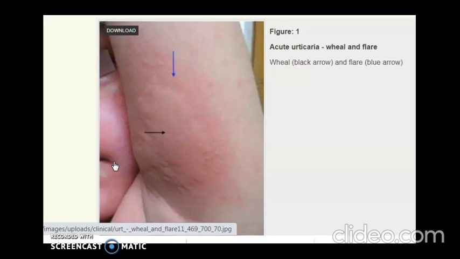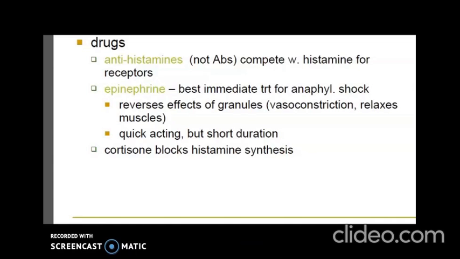Hence, a syringe loaded with adrenaline should always be kept ready whenever a skin test is performed to detect anaphylactic hypersensitivity. Drugs like antihistamines can be used for the treatment of hypersensitivity 1 disorders. It competes with histamine H1 receptors. And the other one is epinephrine. It is also utilized best for the immediate treatment of anaphylactic shock. It reverses the effect of granules. It acts quickly but only for a short duration. Cortisone can also be used because it blocks histamine synthesis.